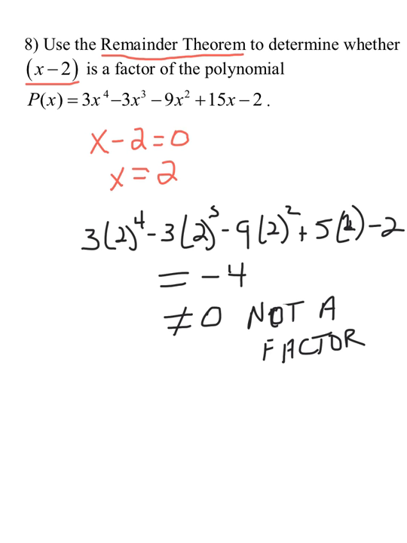All right, so we plugged in the 2 for everywhere there is an x, and we solved and we got that our value for y is -4. This is not 0. So since this value we get is not 0, then x minus 2 is not a factor for this polynomial. If we had gotten a 0 here, then it would be a factor.